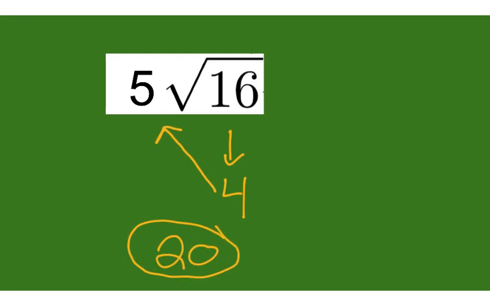Now, what if you have a number on the outside of that radical symbol, and that number is called a coefficient, by the way? Any perfect square that comes out of the radical symbol, you will multiply times the coefficient. For example, in this case, we know the square root of 16 is 4. I'm going to multiply that times the coefficient and get 20 as my final answer.